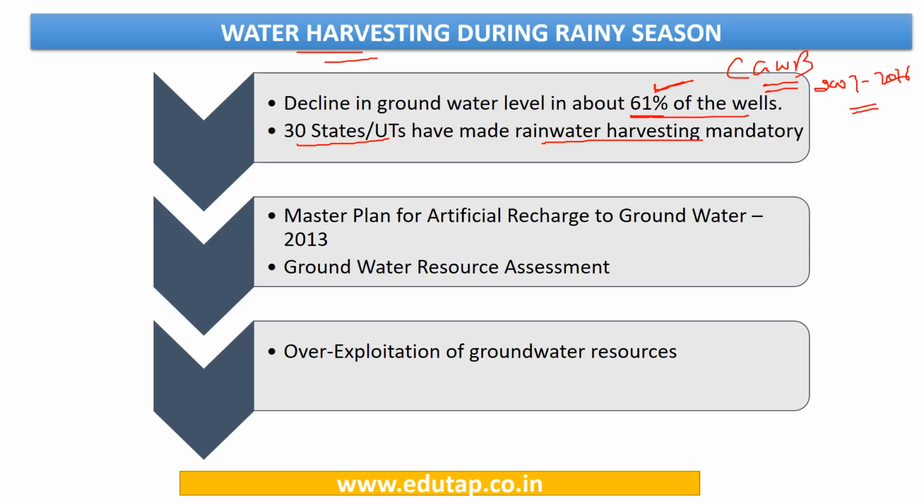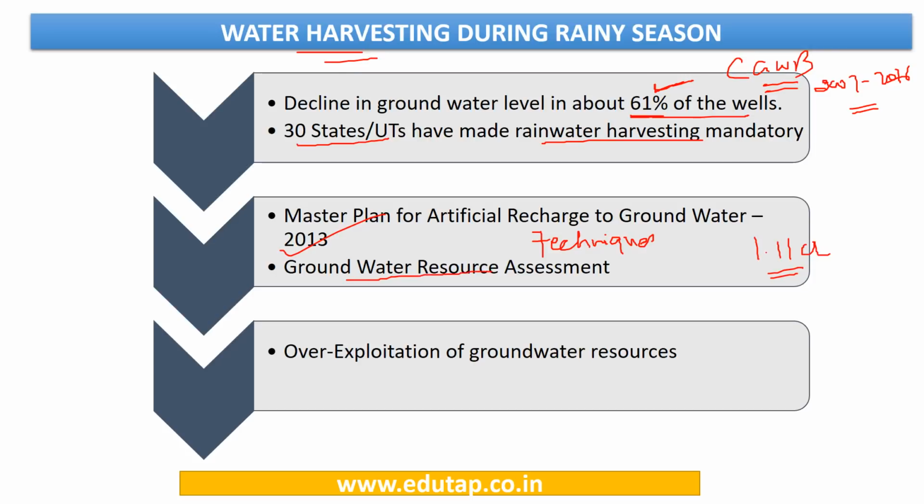Similarly, a master plan for artificial recharge of groundwater was formulated in the year 2013. This document provides information about area specific recharge techniques. These techniques are provided under this plan to augment the groundwater resources based on availability of source water as well as capacity of subsurface formations to accommodate the groundwater. This plan envisages the construction of about 1.11 crore artificial recharge structures in both rural as well as urban areas.